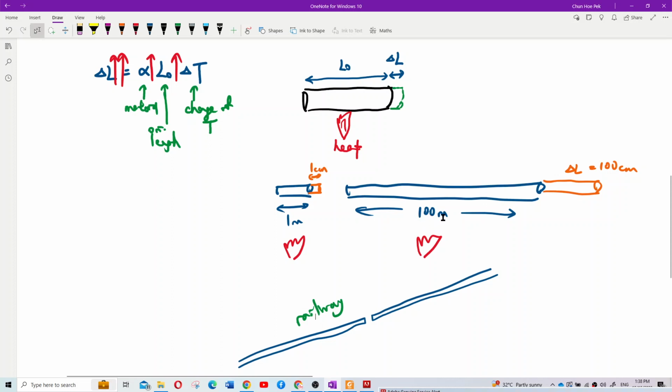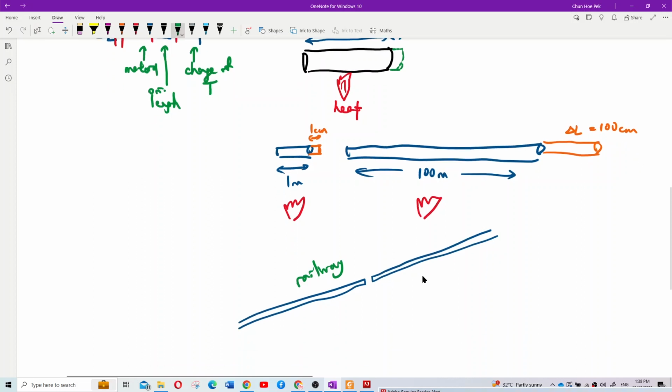There is 100 kilometer also, right? From through Sabah there is a railway or not? How many kilometer? So the initial length is very long, and of course very large delta L. Then it expands by how much delta L. So that's why for railway they have to build this gap.